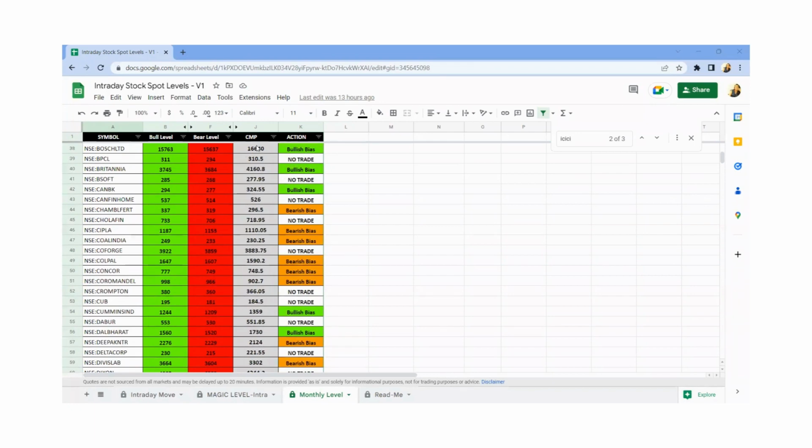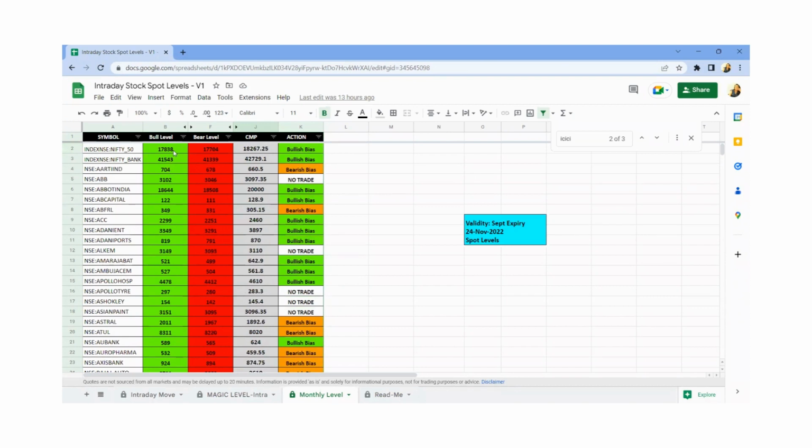So what happens here is based on the current market price. This is something that updates automatically every day based on the market prices, based on how the prices fluctuate. The moment the price is above the level, this tab will tell you whether it is bullish or bearish, and where it is in between the band, you have an indication which clearly tells you that there is no trade. If you see here, your index, both are in the bullish band because the price is much above the monthly levels.